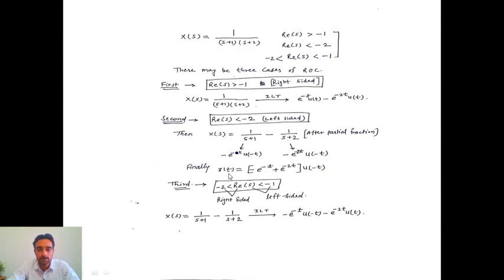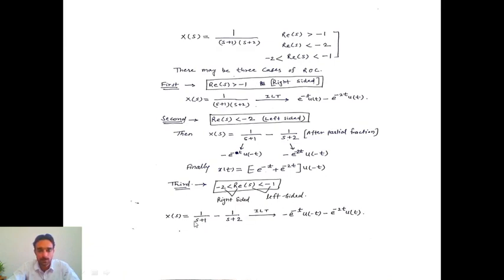So finally, we have the result x of t is equal to minus e to the power minus t plus e to the power minus 2t multiplied by u of minus t. The third case, ROC, the common region is in between -2 and -1. If ROC is greater than -2, then it will be assumed as a right-sided signal, and when ROC is less than -1, then it will be assumed as a left-sided signal. One is right-sided and one is left-sided. The common region is in between -2 and -1.